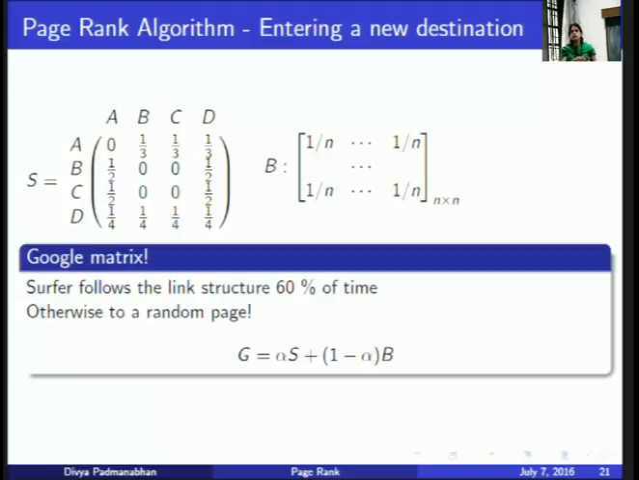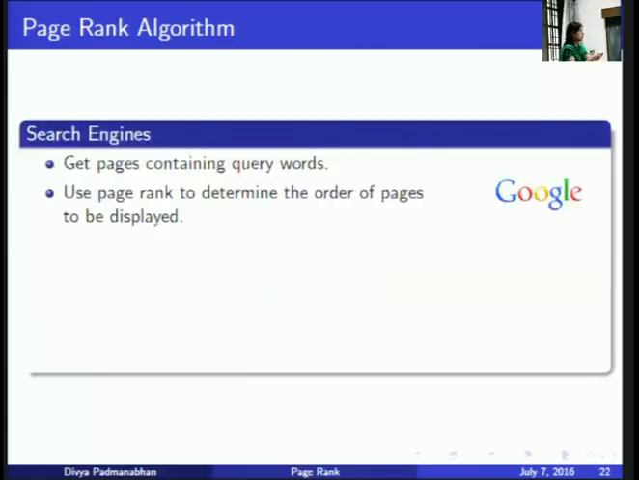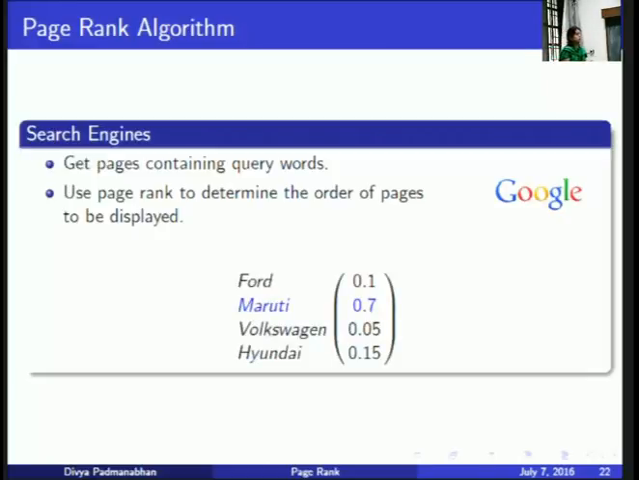Now you repeat the same kind of things that you did for the previous matrix here also, like get the eigenvector corresponding to eigenvalue 1. In short, the algorithm is this: you get the pages which contain the query words, and then you use this PageRank vector to determine the order in which you should display the pages. An example: suppose you searched for cars in India. Maruti ends up getting a higher score because it is more relevant, so that should ideally go on top.